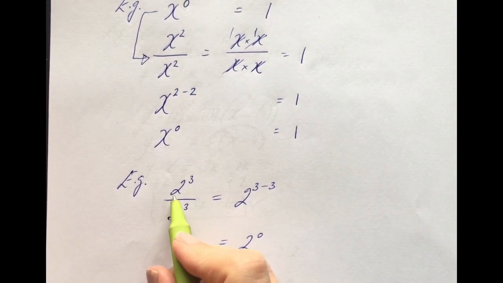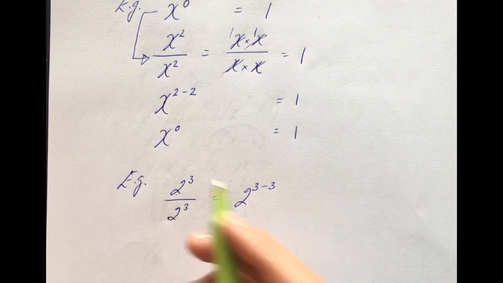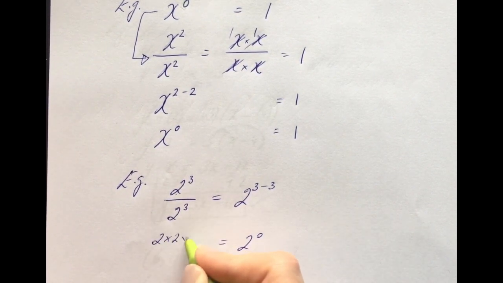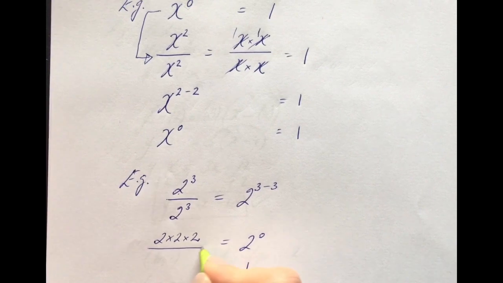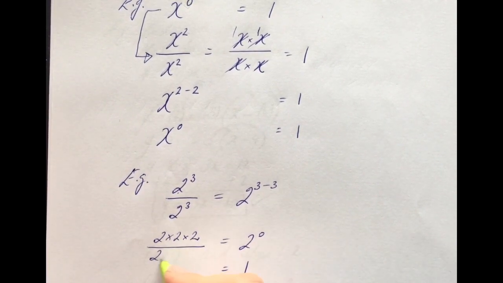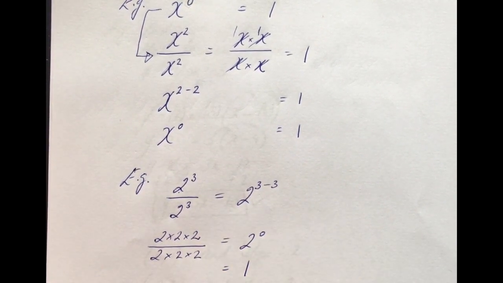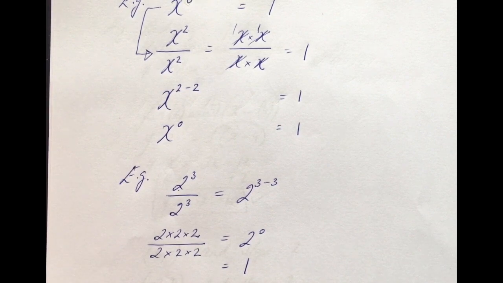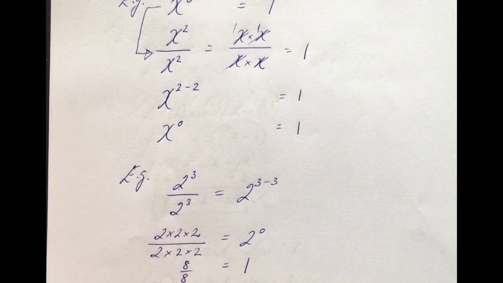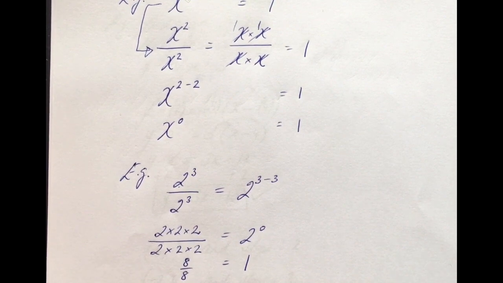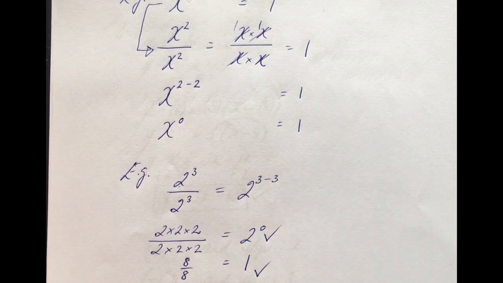Well, let's see, working it out numerically, 2 to the power of 3 is 2 times 2 times 2. Divide by 2 to the power of 3 is 2 times 2 times 2. Okay, and of course, that works out to be 8 divided by 8. And 8 divided by 8 is, of course, 1, which means that 2 to the power of 0 is 1.